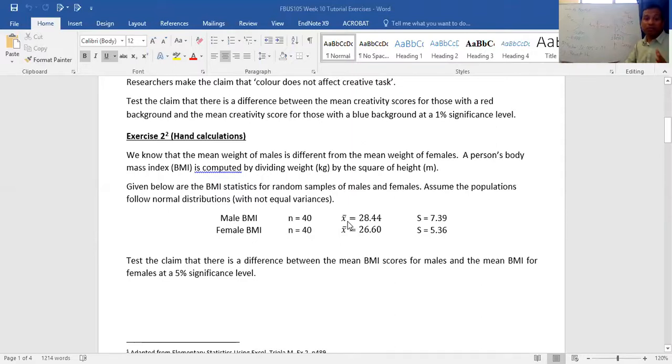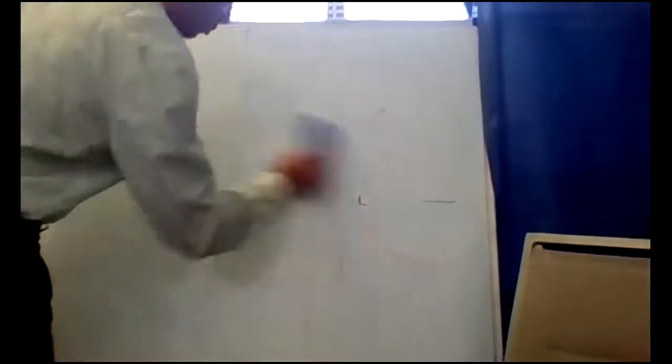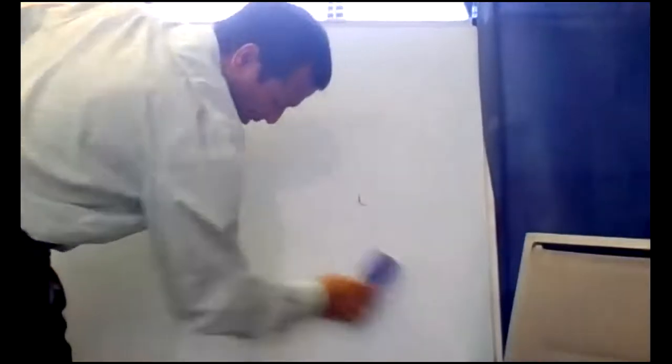What are the things which are given to you? N1 and N2, X1 bar, X2 bar, S1 and S2. And test the claim that there is a difference between the mean BMI score of males and the mean BMI score of females at the 5% significance level. Do you think you will be able to solve this one, or just try to do it fast? Could any one of you do the calculation for V, the degree of freedom, fast? I have calculated the t stats, but can anybody do the calculation for the V, the degree of freedom, for the second exercise? Just do it quickly. It won't take much time.